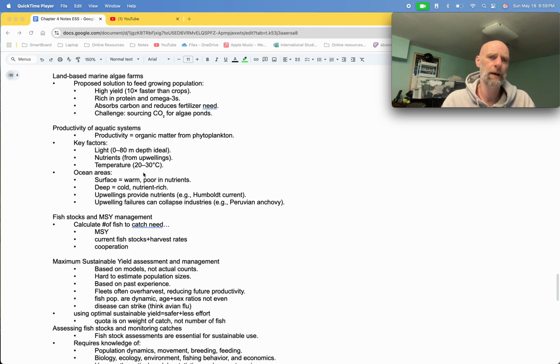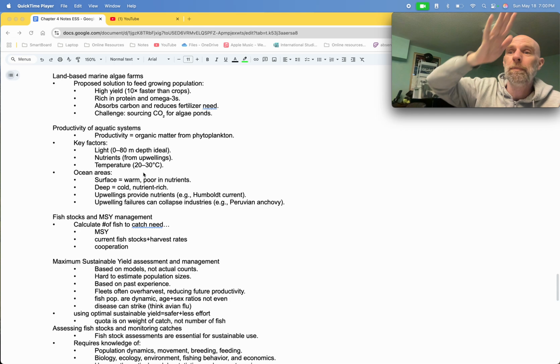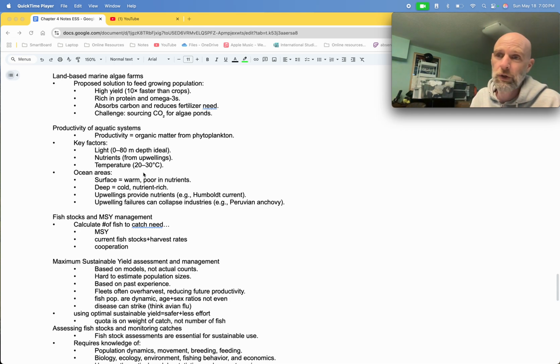Productivity of aquatic systems. Productivity equals organic matter from phytoplankton. Key factors are light, with 0 to 80 meter depth being ideal for that. Nutrients from the upwelling. Remember what upwelling is. That's where those cold waters with all the nutrients come up and rush up to the coast. And temperature, 20 to 30 degrees Celsius.